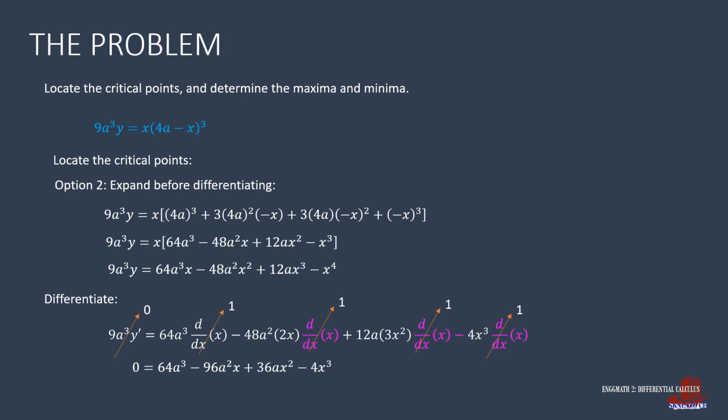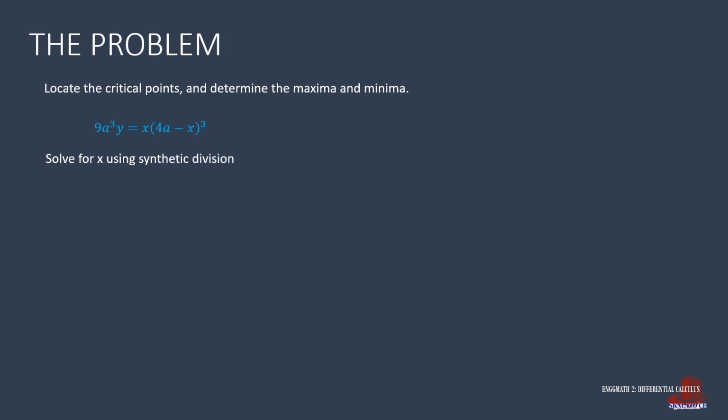Factoring out 4 per term, the function becomes 0 equals 16a cubed minus 24a squared x plus 9a x squared minus x cubed. With a cubic polynomial, we can solve for the terms by employing synthetic division. Try x of 1 as divisor, and synthetic division starts with dropping down the first term, negative 1.